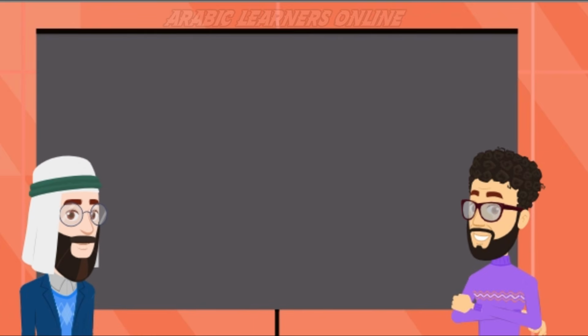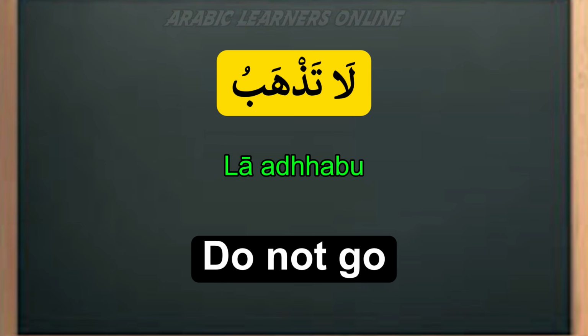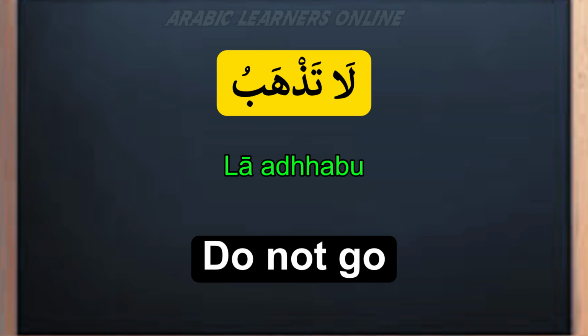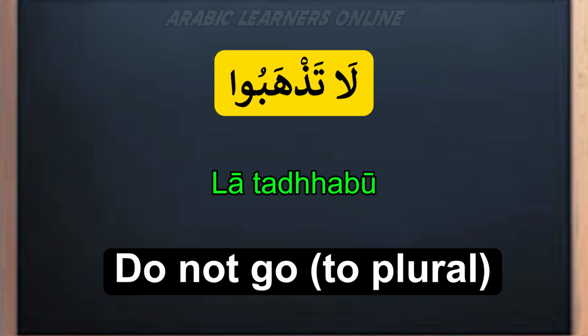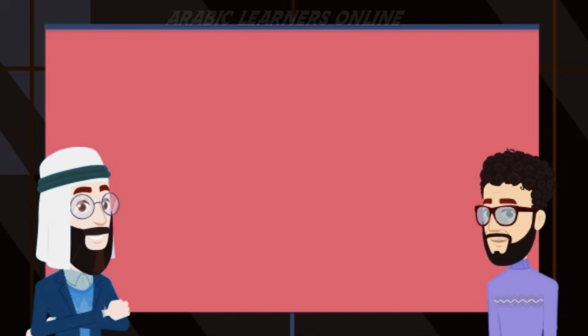Command negation. To say do not go to a male, la tadhhab. La tadhhab means do not go. Now you say it with me. La tadhhab. La is the negation particle for commands, but notice the verb ends with a sukun, tadhhab, not tadhhabu. Do not go to a female, la tadhhabi. Do not go to plural. لا تذهبوا. So the same la, but the verb form changes.